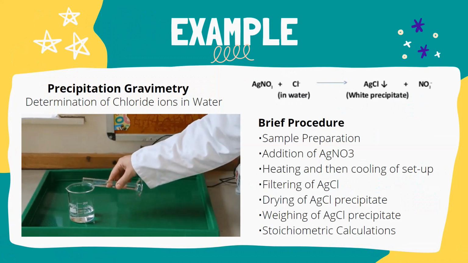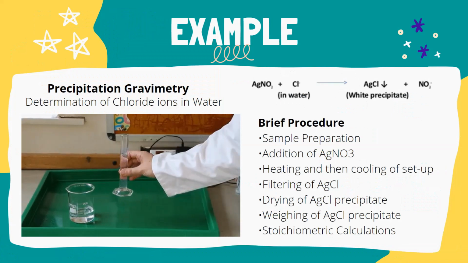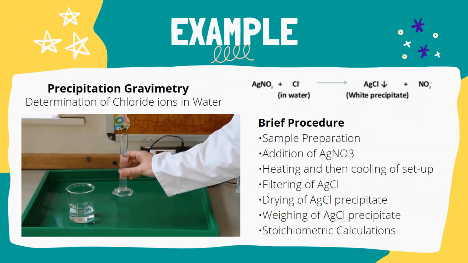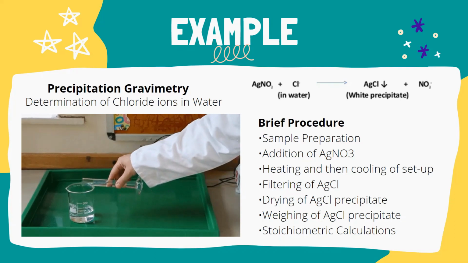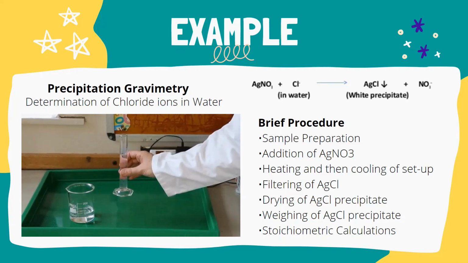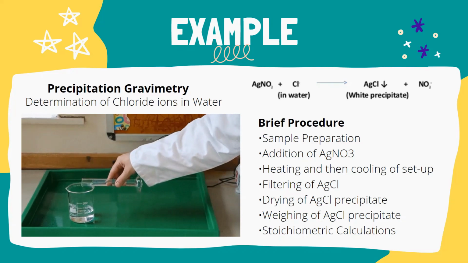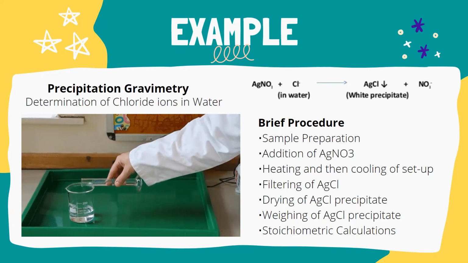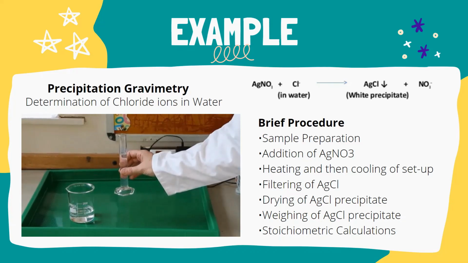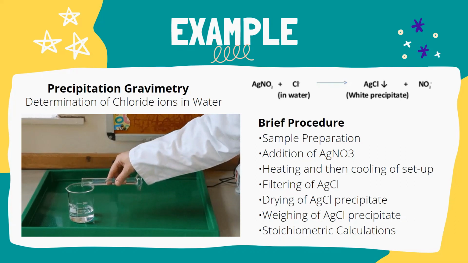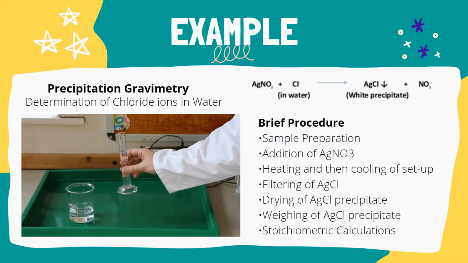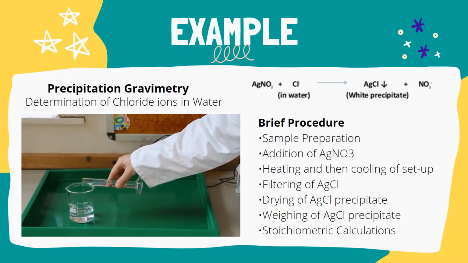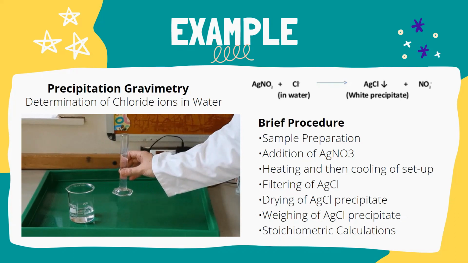So an example of precipitation gravimetry is the determination of chloride ions in water. So as part of a brief procedure, you have to do sample preparation, addition of silver nitrate, heating and then cooling of the setup, filtering of silver chloride, drying of silver chloride precipitate, weighing of silver chloride precipitate, and stoichiometric calculation. Just like what I said in the introduction of classical analytical chemistry, we do really have to have a good command of types of reaction, stoichiometric calculations, and chemical equation balancing.